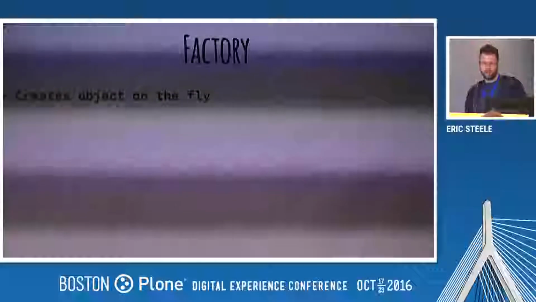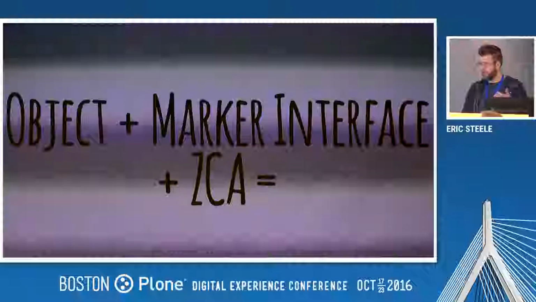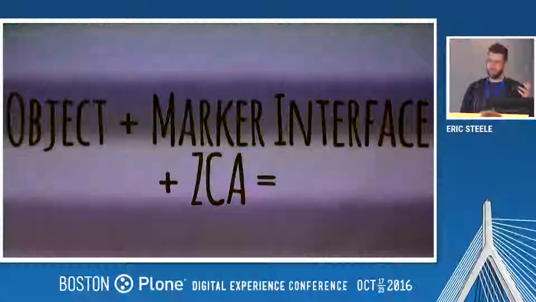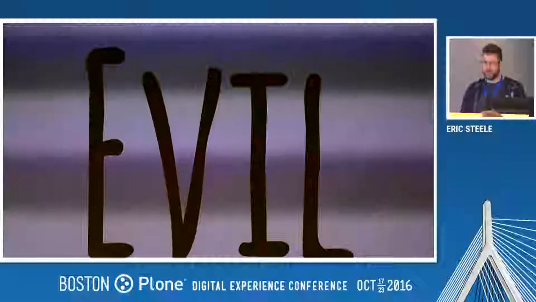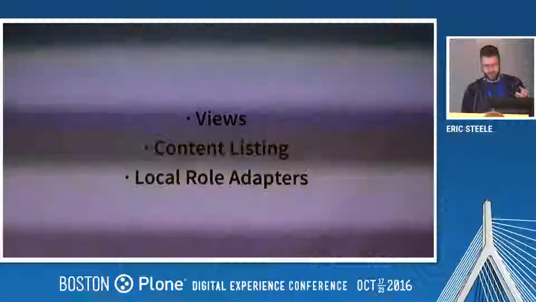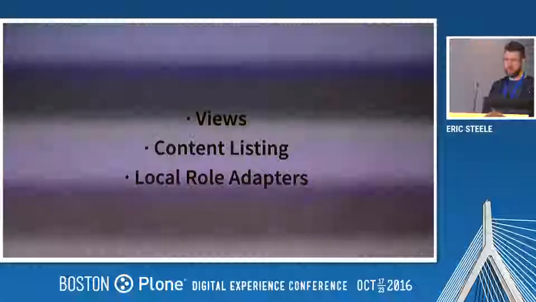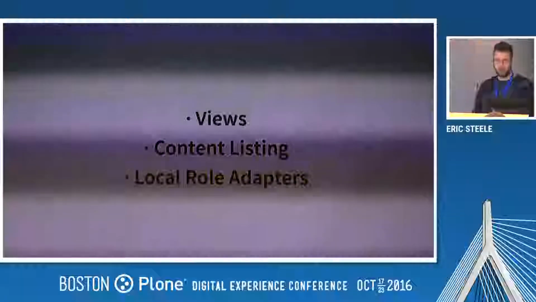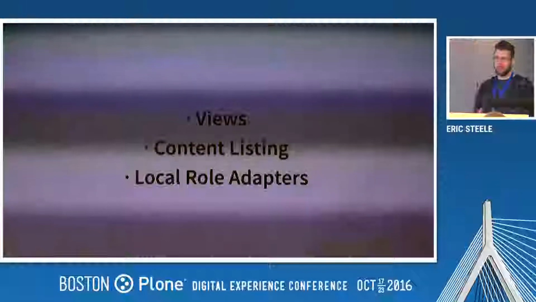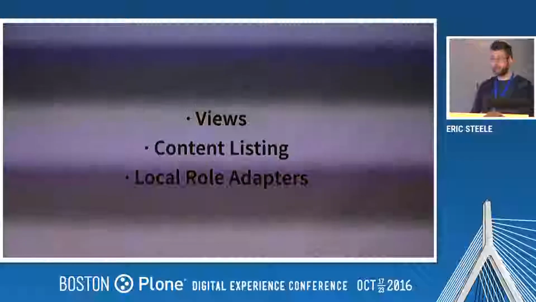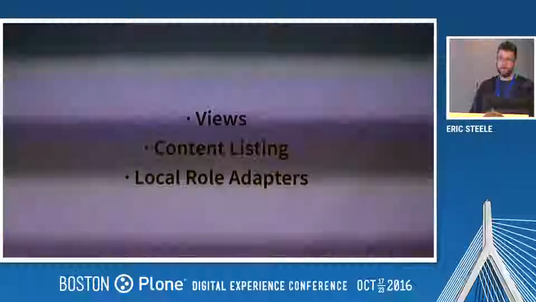So we're creating an object on the fly. This object has a marker interface. So we have an object, a marker interface, and we have the Zope Component Architecture, which means we can do evil stuff. That's things like applying views to this non-existent thing. We can use content listing to list these contents. We can do local role adapters, which I did a lot of.